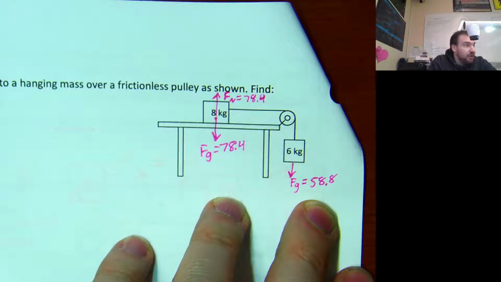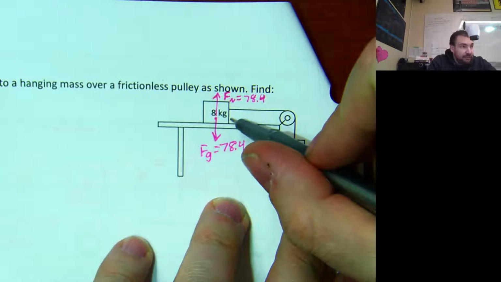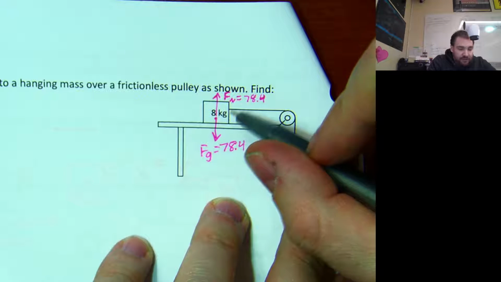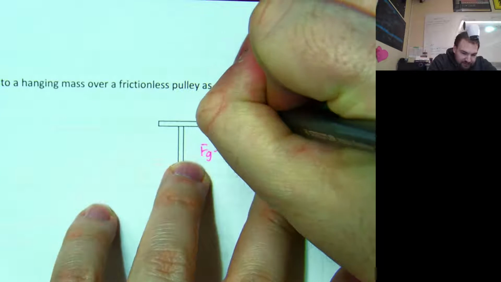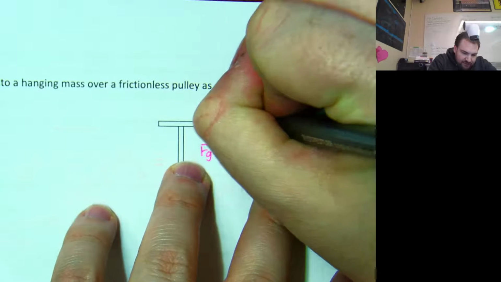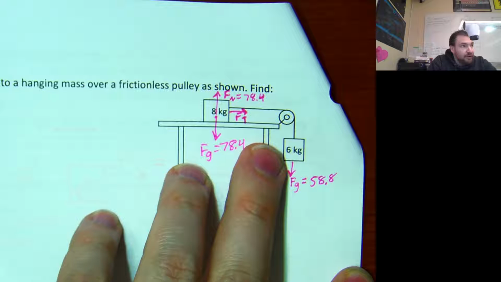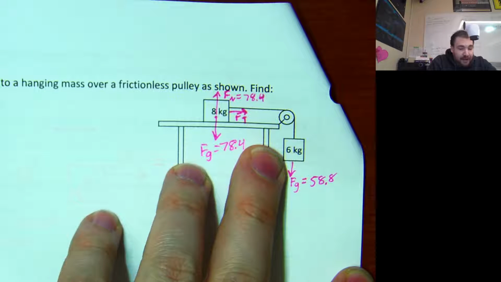What other forces are acting on here? Tension. Which block are we analyzing first? Okay, the tension on the 8 kilogram block, Jasmine, is which way? It's to the right. So that's going to be Ft. And on the 6 kilogram block, tension is going to be acting which way? Up.